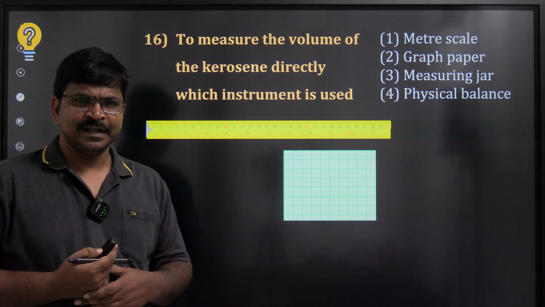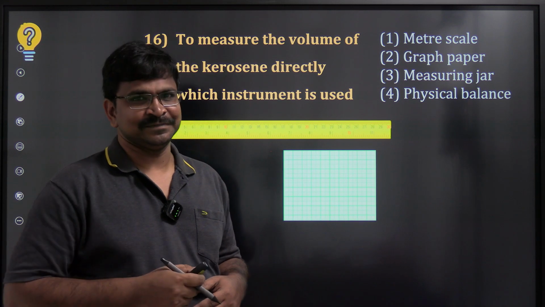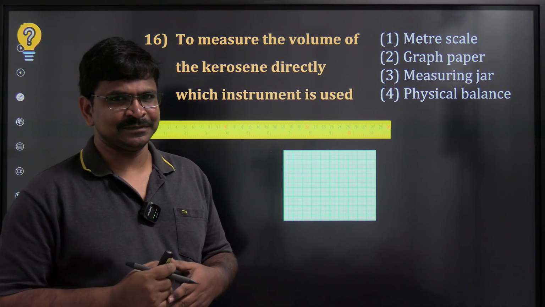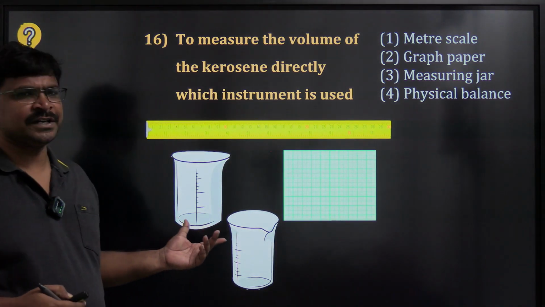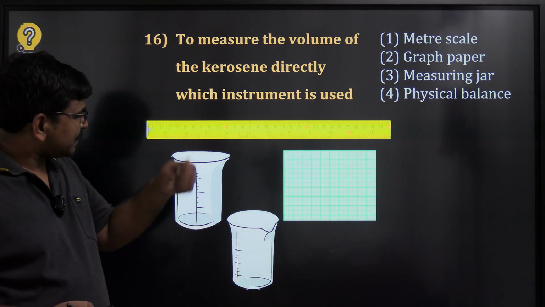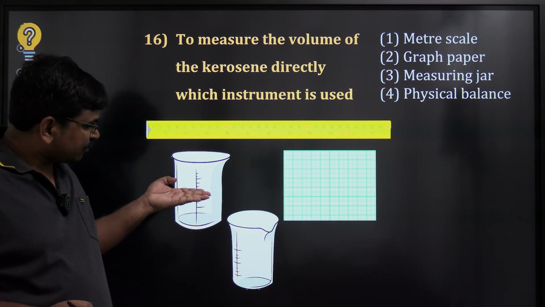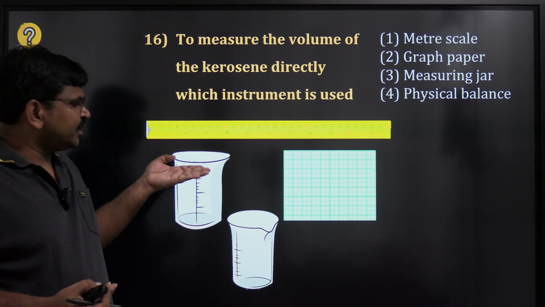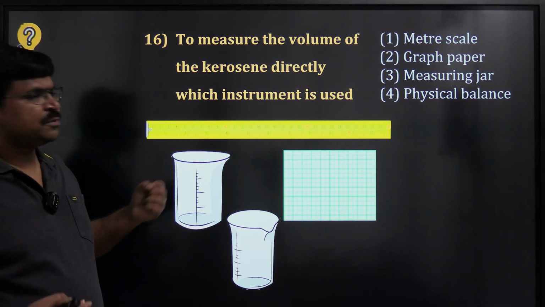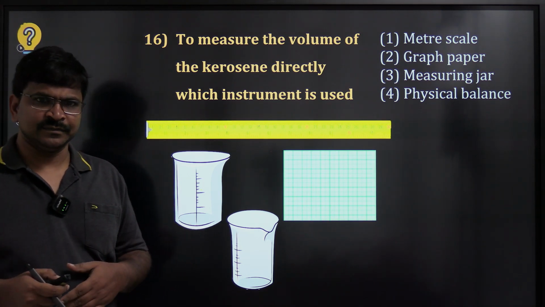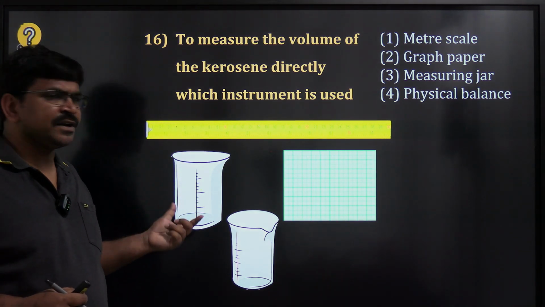And let me take graph paper. Graph paper is used for geometry, and here we have to measure the liquid which is kerosene. So this is also meaningless. And now coming to the measuring jar. Measuring jar is really interesting. We can pour some kerosene into this, and there is a scale on it. If you get up to this, let us say half liter, or if it is full, 1 liter. So we can expect that this measuring jar is the instrument by which we can measure the kerosene. This is not the only instrument, but in the options, measuring jar is preferable.